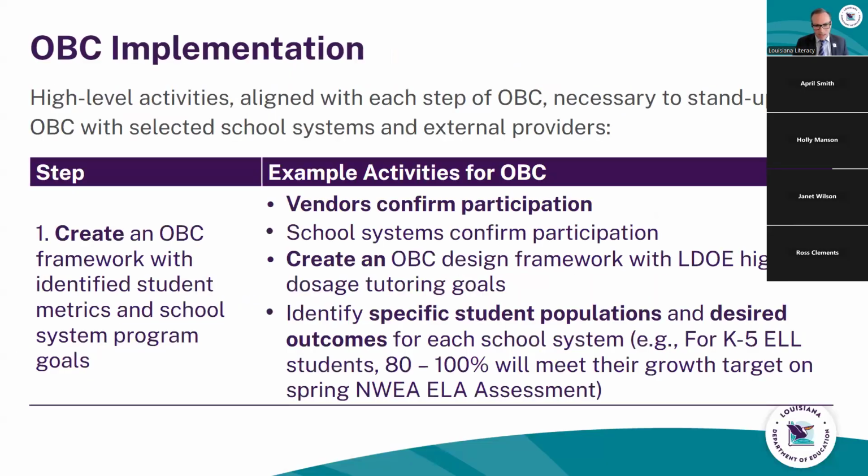Okay, for school systems, engaging in OBC requires 4 major steps. First, creating a framework by identifying student metrics and school system goals. Activities would include confirming vendor participation, creating an OBC design framework, and identifying the students included in and the desired outcome.